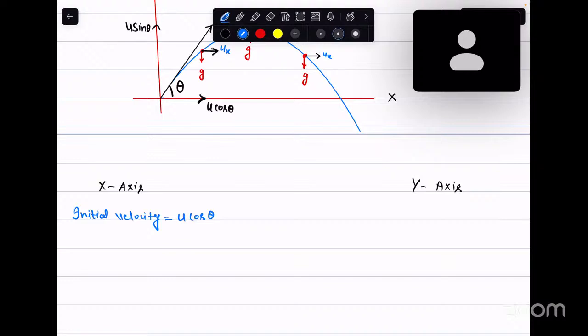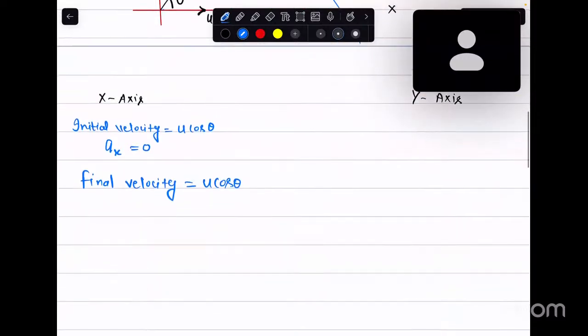So since the change in kinetic energy is zero, because work done is zero, we can clearly state that there will be no change in the horizontal component of the velocity in this case. So if the initial velocity is u cos theta, the final velocity will still be u cos theta. And why are we saying that? Because acceleration in the x direction is zero, due to which the final velocity will be the same as the initial velocity, that is u cos theta.